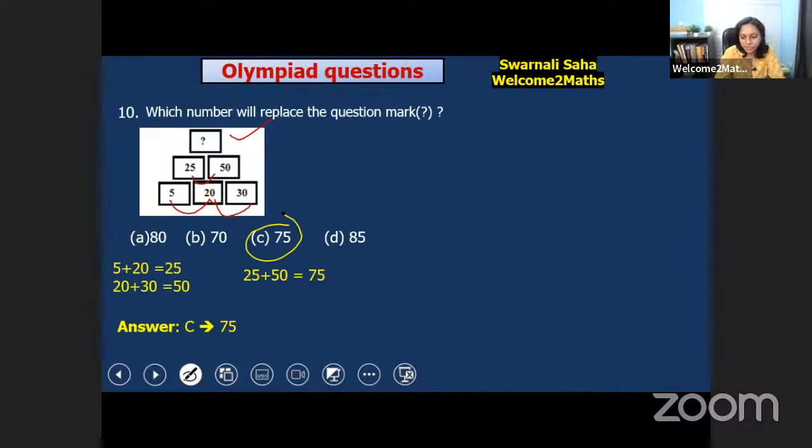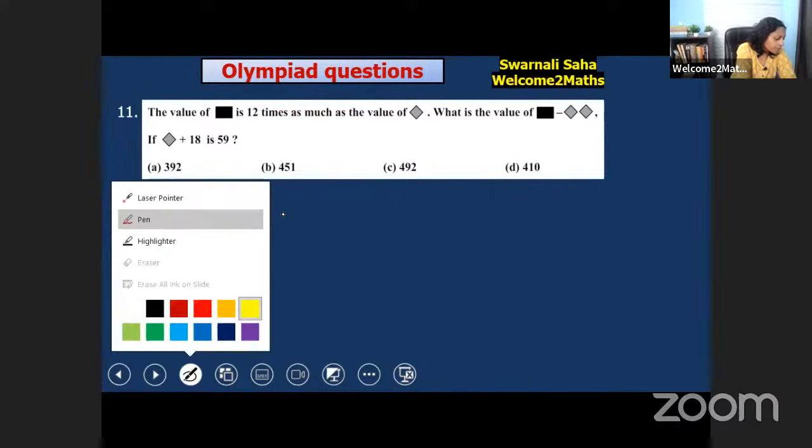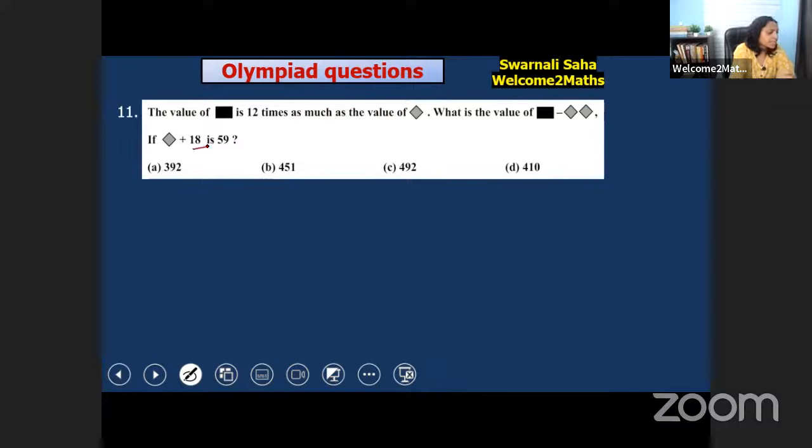Let's solve our next question. Now here is this type of question. So try to solve this. Here you can see, a rectangle is 12 times as much as the value of a diamond. So what is the value of a rectangle minus 2 diamond that we have to find out. And one more thing is given here: 1 diamond plus 18 is equal to 59. So, can you find this? Can you solve this question?